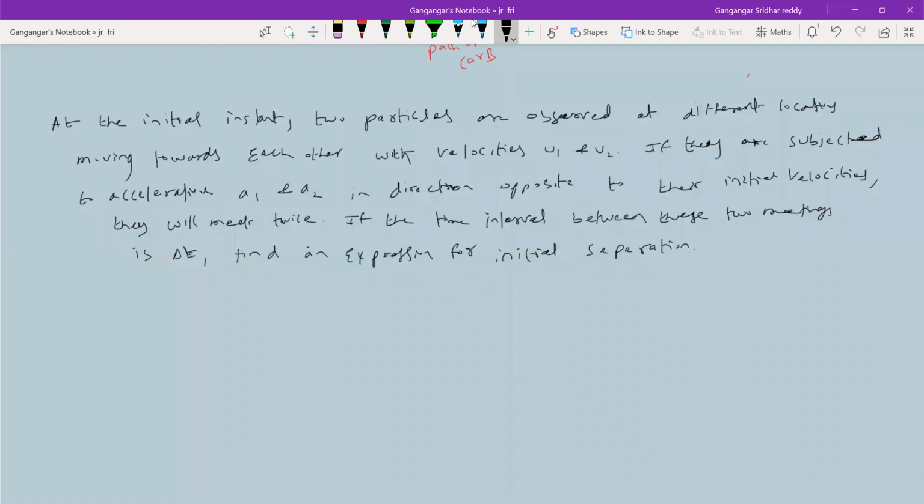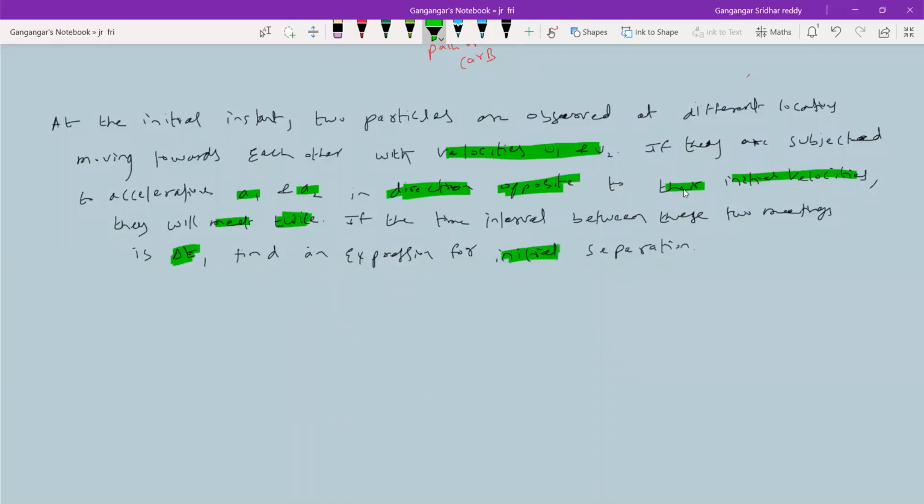They will meet twice. If the time interval between these two meetings is delta t, find an expression for the initial separation. So what are some of the keywords? Their initial velocities are u1 and u2. They're subjected to accelerations opposite to their initial velocities. They'll meet twice. The time interval is given, so you have to calculate the initial separation.